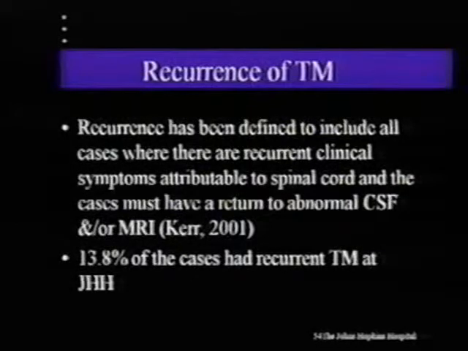In our database, recurrence we defined as all cases in which there is recurrent clinical symptoms attributable to spinal cord, and they must have a return to abnormal spinal fluid and MRI. So we must have some evidence by spinal fluid or MRI that we've now had a new inflammatory attack. And if you use that criteria, 14% of our patients have had a recurrence. We're starting to analyze that more carefully because the critical question is, can we predict? We don't know that yet, but that's what we're working on. Can we predict who will and who won't?